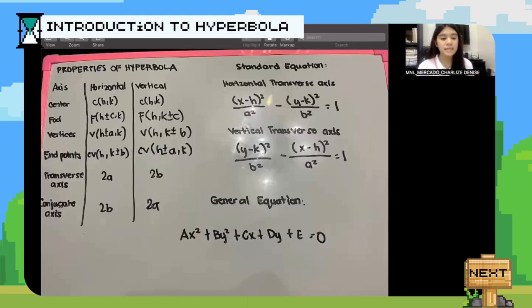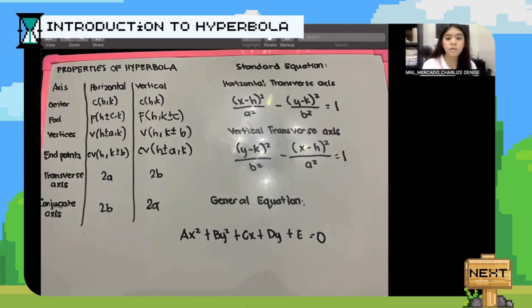Before proceeding to the examples of equations of hyperbola, it is important for us to know first the standard equation, the general equation, and the properties of hyperbola. As we can see on the right side of the board, we can see the standard equation and the general equation of the hyperbola. For the standard equation, let us be familiar with the two orientations, which are the horizontal transverse axis and the vertical transverse axis.